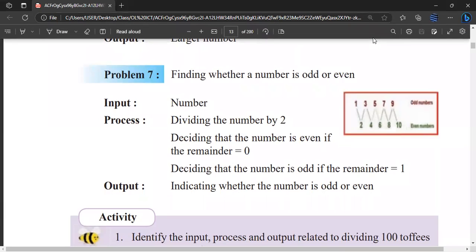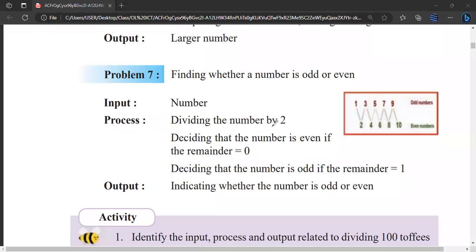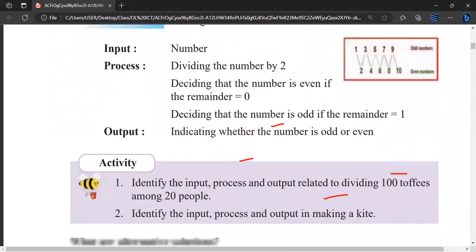Then problem number 7, finding whether a number is odd or even. So you can input the number, then divide the number by 2, deciding that the number is even if the remainder is 0. Deciding that the number is odd if the remainder is 1. Then output will be indicating whether the number is odd or even, right?